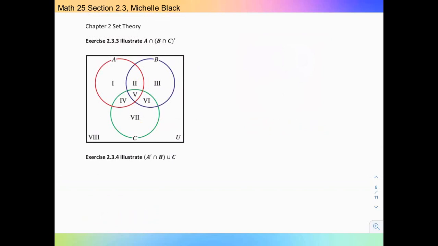Exercise 3, we want to illustrate the set A intersect the complement of B intersect C. So like we did with the Venn diagrams that only had 2 sets, it's helpful to write out what these individual sets look like. So I know for sure I need to know what set A is. So the regions that are within set A are 1, and this time I'm going to use regular numbers in case you're struggling with Roman numerals, 2, 4, and 5.